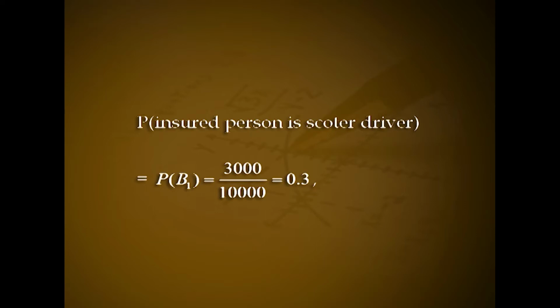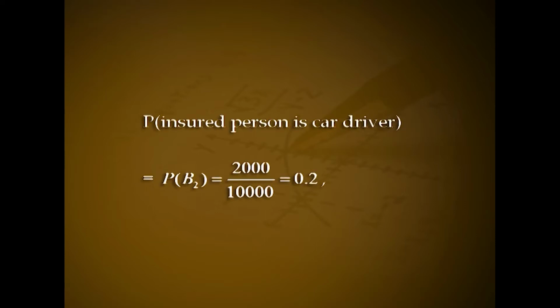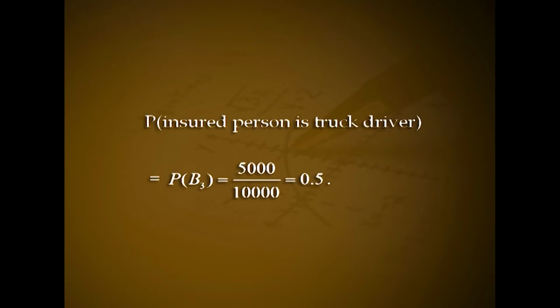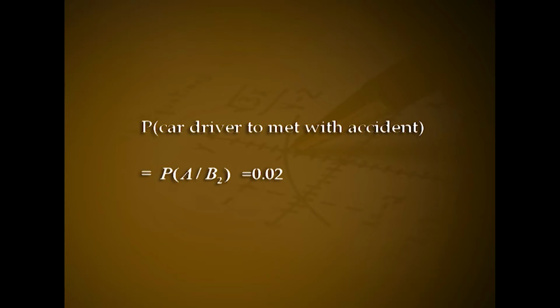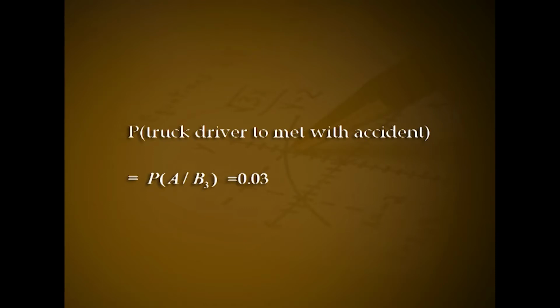that is 0.3. Probability that the insured person is a car driver, P(B2), is 2000 divided by 10,000, that is 0.2. Probability that the insured person is a truck driver, P(B3), is 5000 divided by 10,000, that is 0.5. Probability of a scooter driver meeting with an accident, P(A|B1), is 0.04. Probability of a car driver meeting with an accident, P(A|B2), is 0.02. And the probability of a truck driver meeting with an accident, P(A|B3), is 0.03.